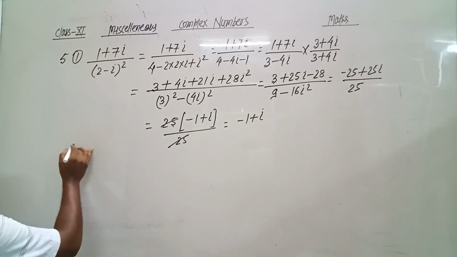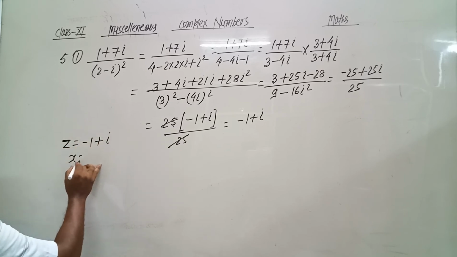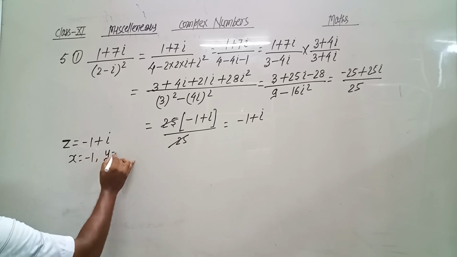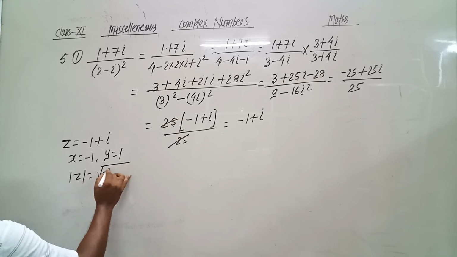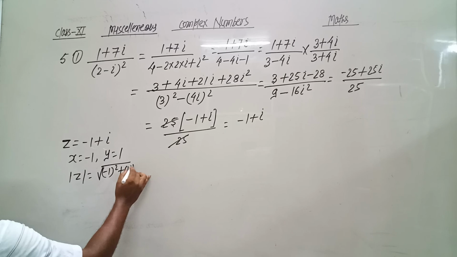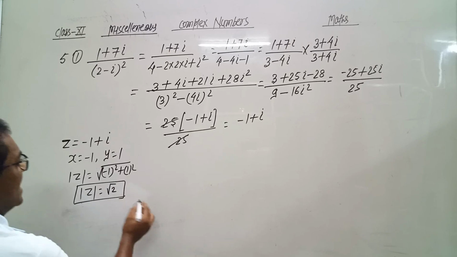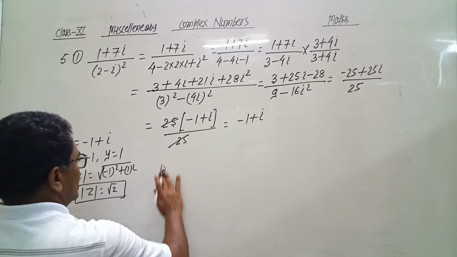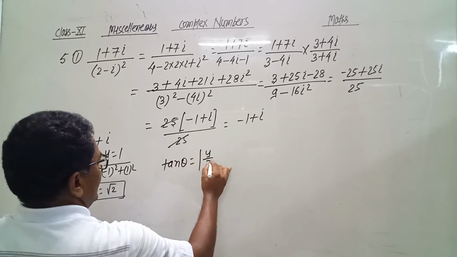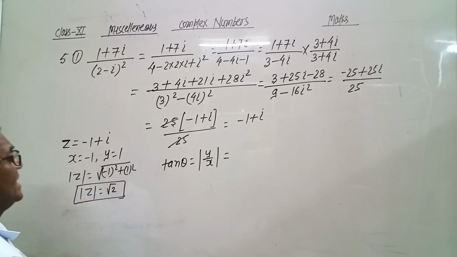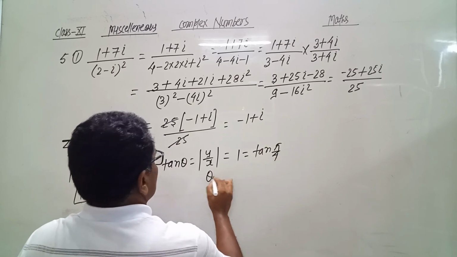Now z is a complex number in the standard form, minus 1 plus iota. The value of x is minus 1 and the value of y is 1. So the modulus of z equals the square root of (minus 1) square plus 1 square, which comes to be the square root of 2. Now we find the argument. So tan theta equals the mod value of y by x, which is 1, so theta equals pi by 4.